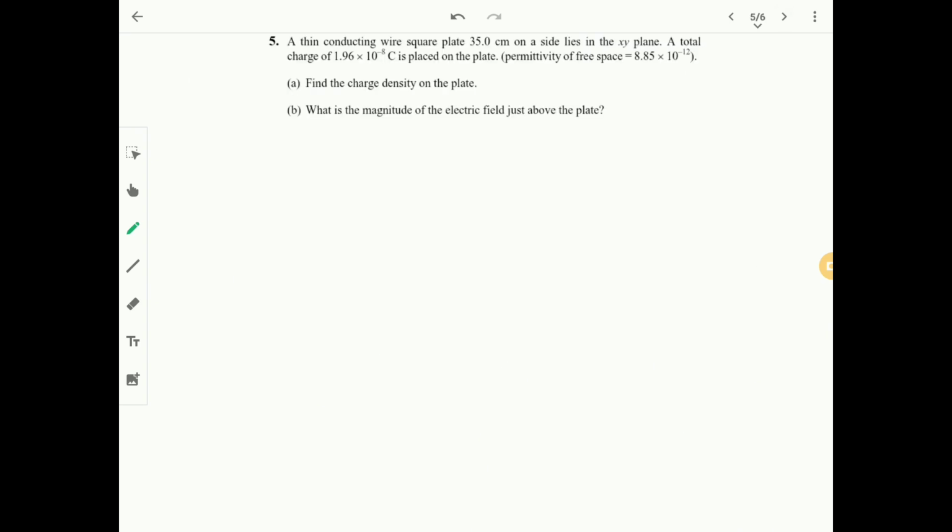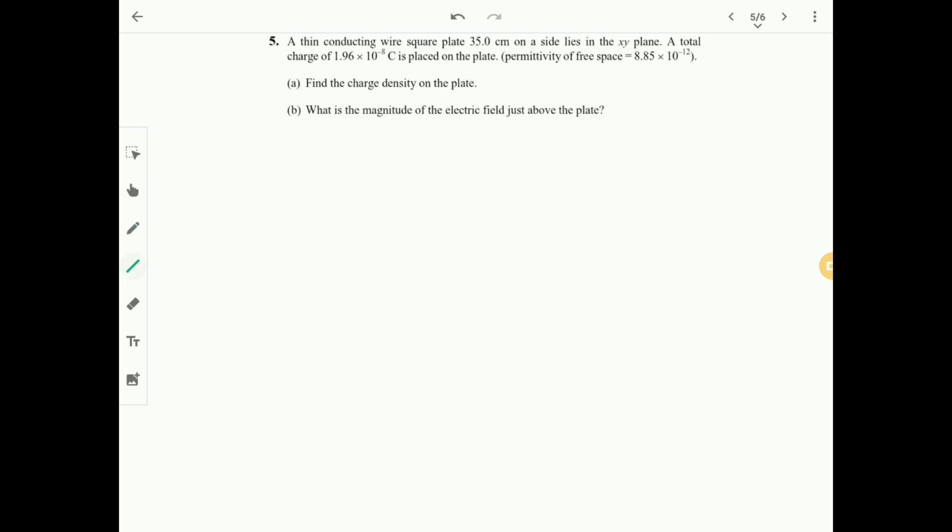Let's do number 5 as well. A thin conducting wire, square plate, 35 centimeters on a side, lies in the XY plane. A total charge of 1.96 times 10 to the minus 8 coulombs is placed on the plate. We have epsilon 0. A says find the charge density on the plate, and B says find the magnitude of the electric field just above the plate.